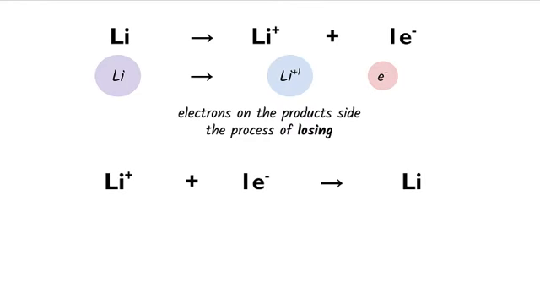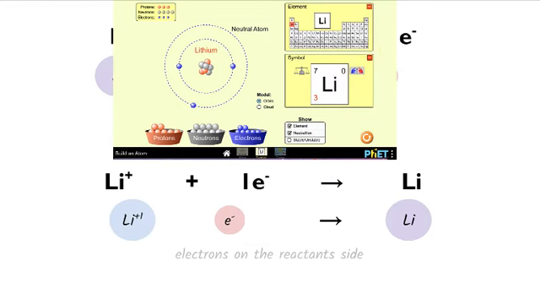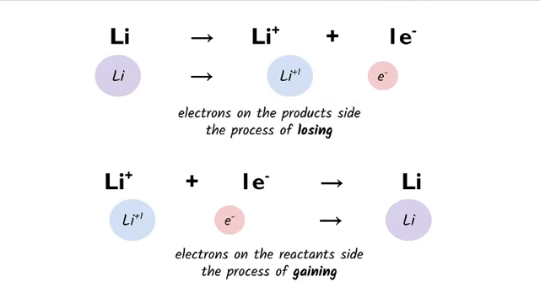If we look at the same example but in reverse, reducing a lithium ion to make it into a neutral lithium atom, we would take the lithium ion and the electron as our reactants, as our starting materials, and they would combine. The electron would be added to the lithium atom to become neutral. So in reduction, the electrons are on the reactant side to show the process of gaining electrons.